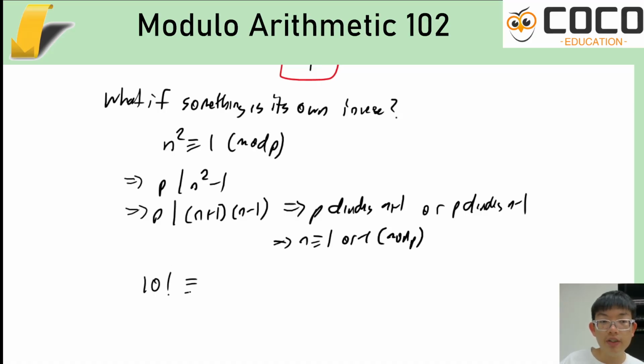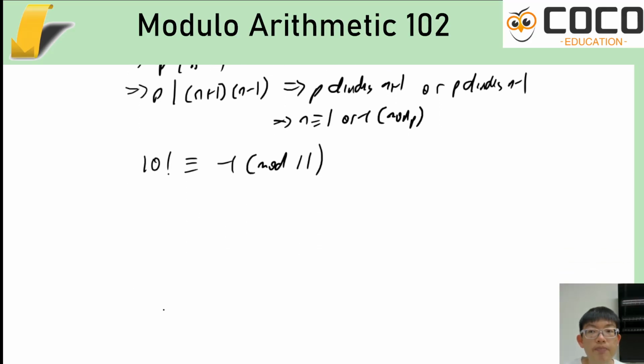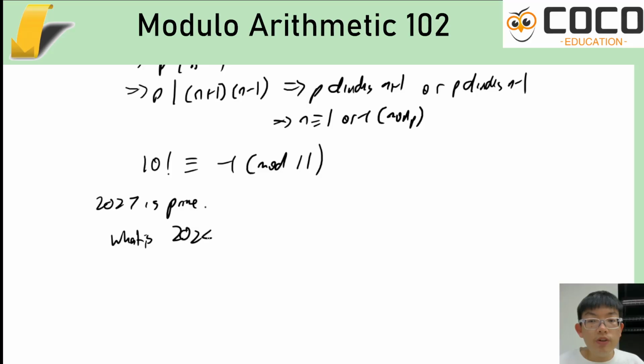Like, let's say 10 factorial is now congruent to -1 mod 11. Final thought, as a question: let's say now I pick some random big prime, right? So I can tell you that 2027 is prime, if my recollection serves me right. What is 2024 factorial mod 2027? And yes, I said 2024.